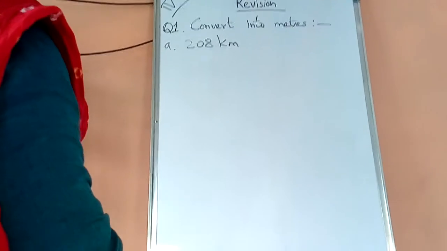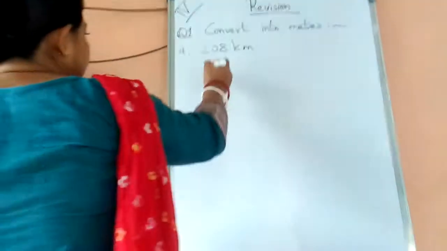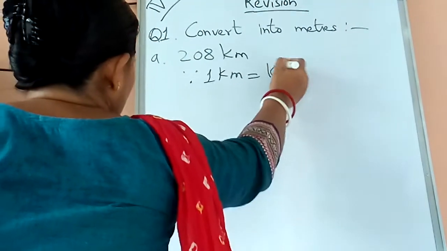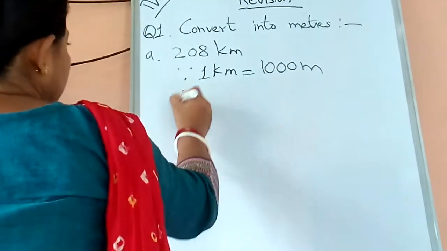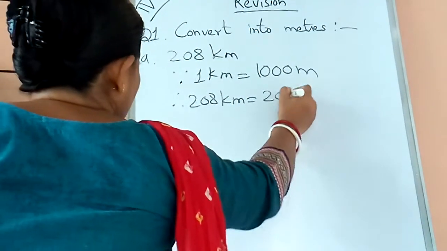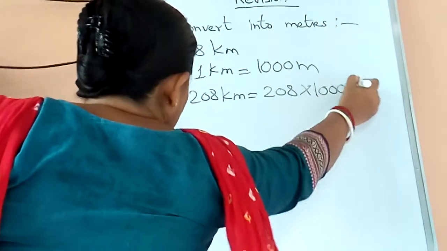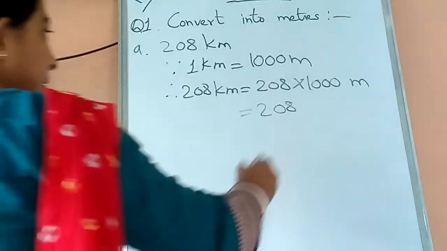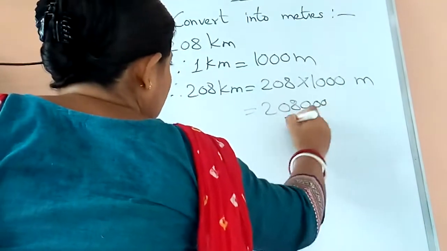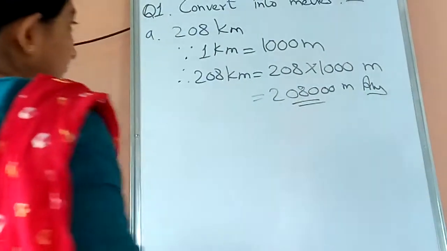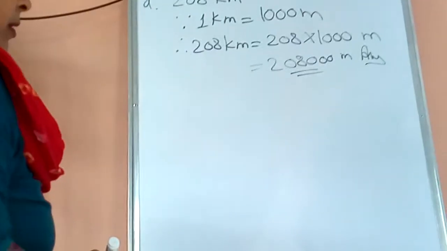As I have told you, write that since 1 kilometer is equal to 1000 meter, therefore 208 kilometer is equal to 208 into 1000 meter. So the answer will be 208 and then 3 zeros. So this is in meter. This is the answer. This is the revision we are doing. Now one more we will do.